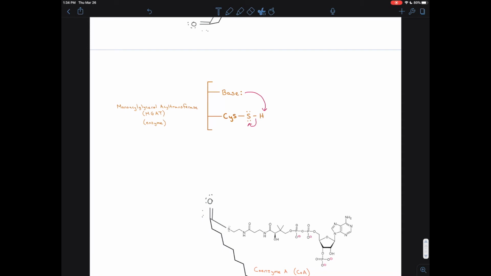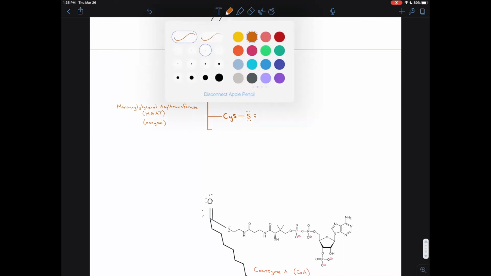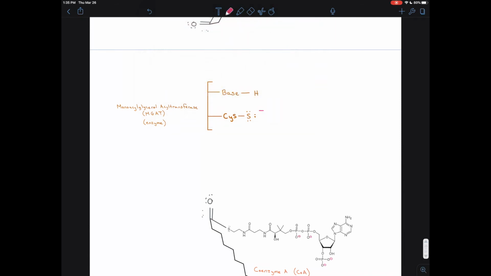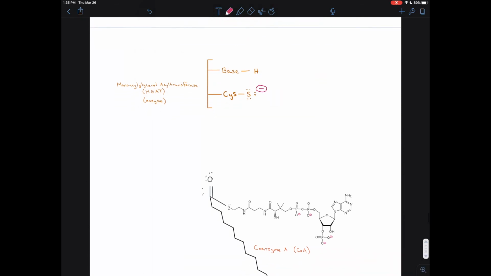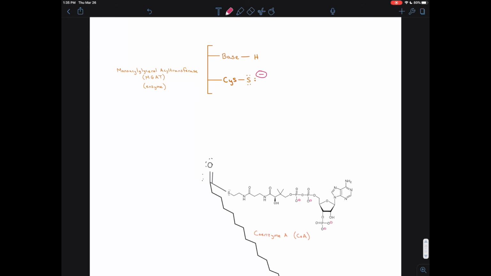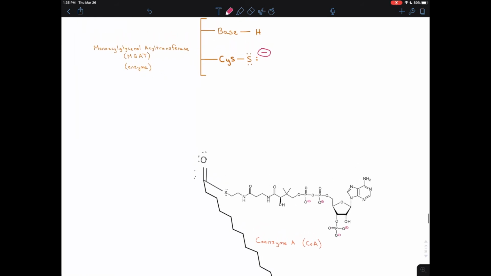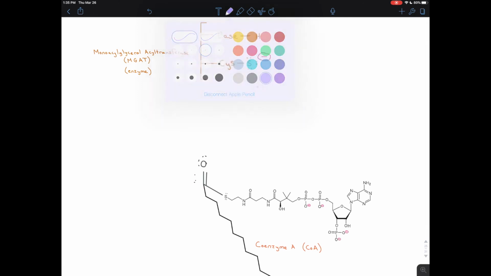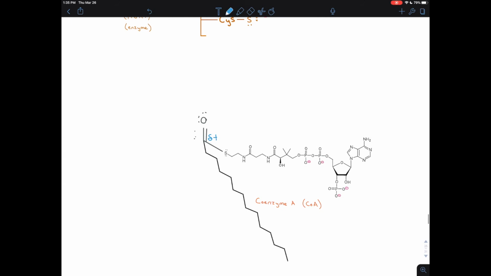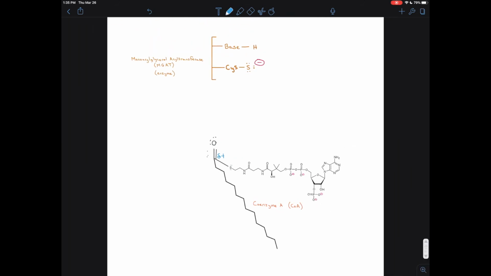Okay, so for now, when you do this proton transfer reaction, this lone pair becomes a bond. This hydrogen moves on to it. The other lone pair, or the electrons in that bond, become a new lone pair, and the sulfur now has a full negative charge. So it's an extremely strong nucleophile now. And now that you have that strong nucleophile, you can do your nucleophilic acyl substitution. The electrophile it's going to attack is the carbonyl carbon of the fatty acid.